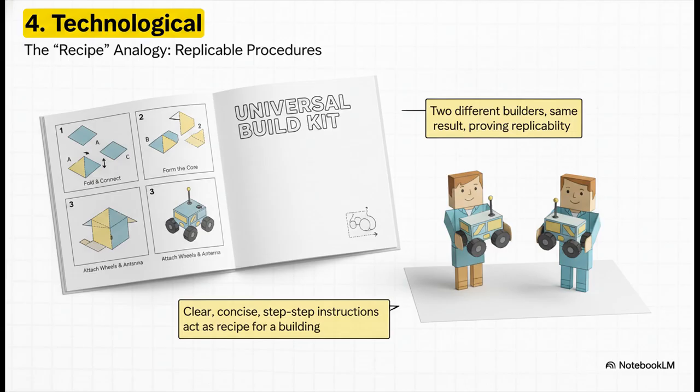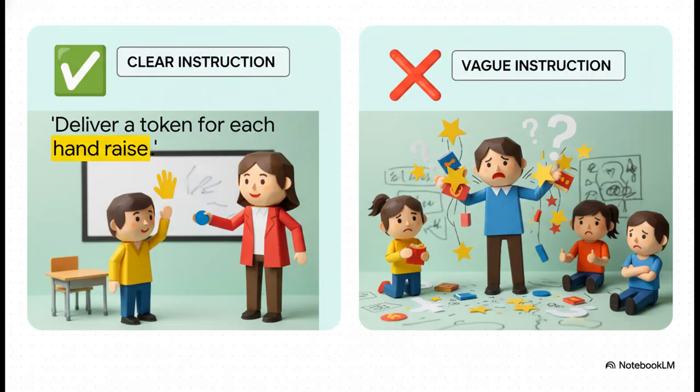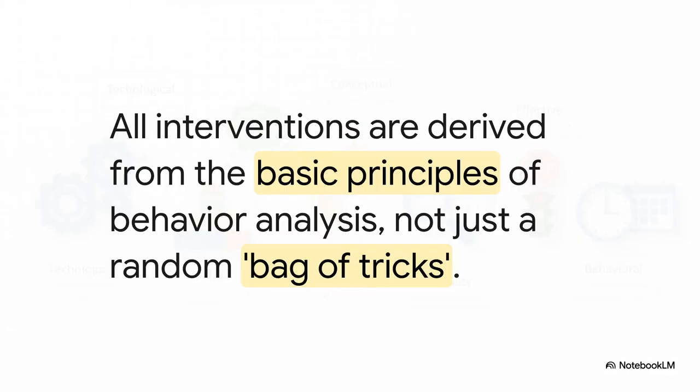Seriously, think of it like a recipe in a cookbook. Consistency is absolutely everything here. A direction like give rewards as needed could mean a million different things to a million different people. But deliver a token for each hand raise? That is crystal clear. You need that level of detail for a plan to work reliably. Number 5 is a big one, conceptually systematic.